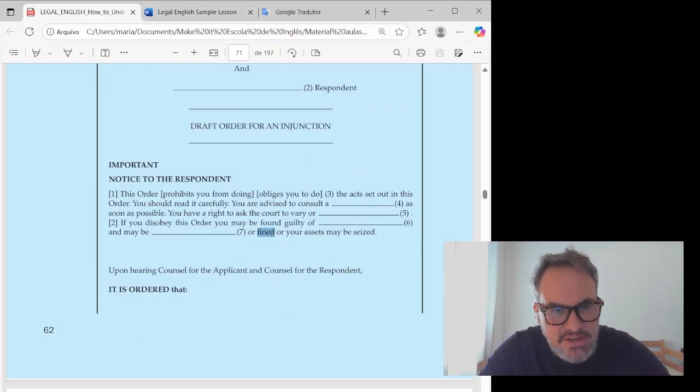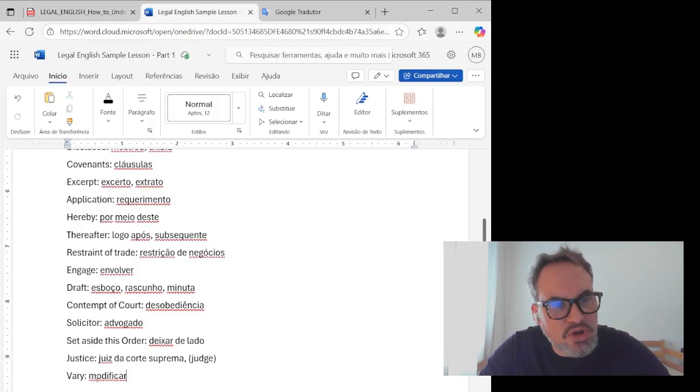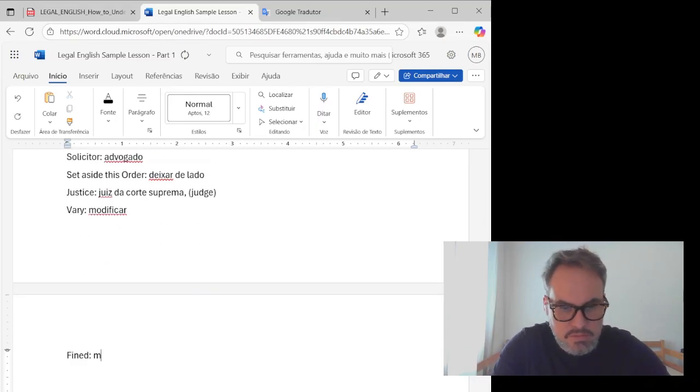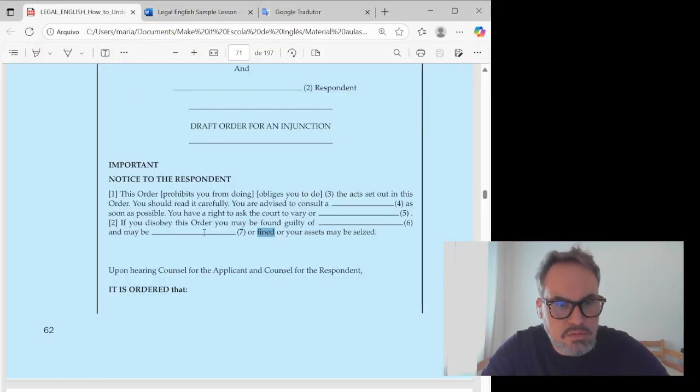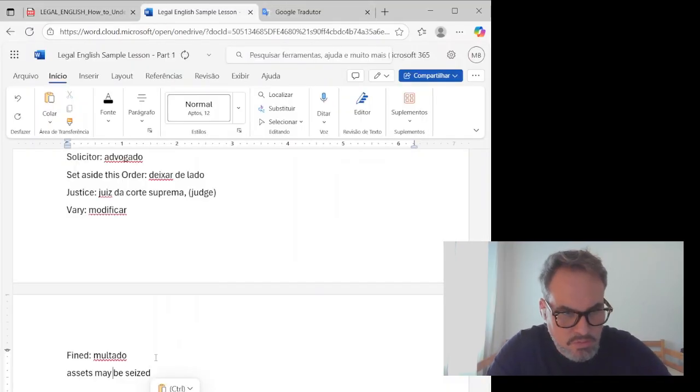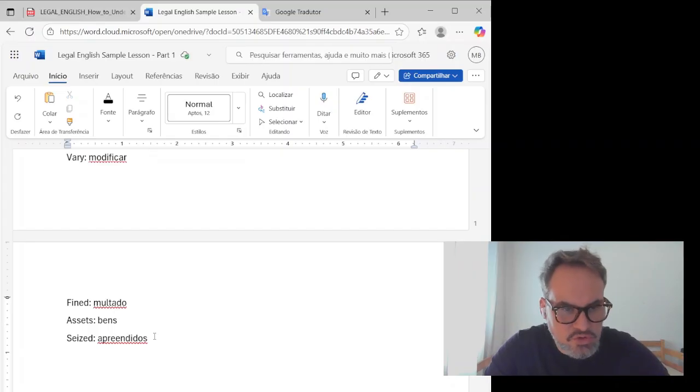The first one, fined. In Portuguese, we would call it multar. Multado, okay. Your assets may be seized. Assets, bens, and seized, apreendidos. We can also use here in Portuguese like penhorados.